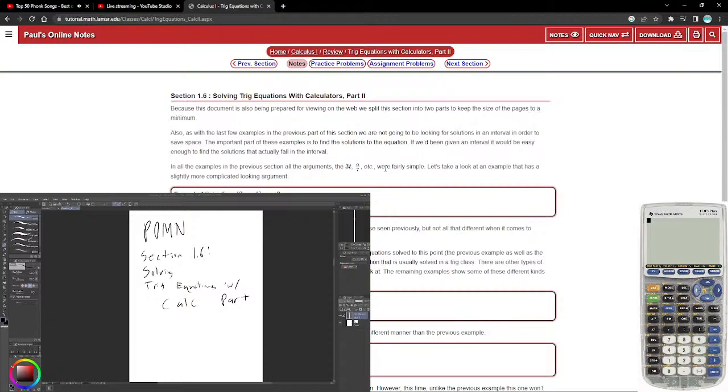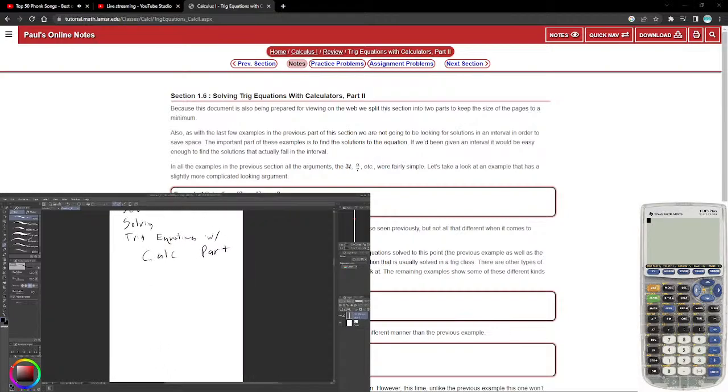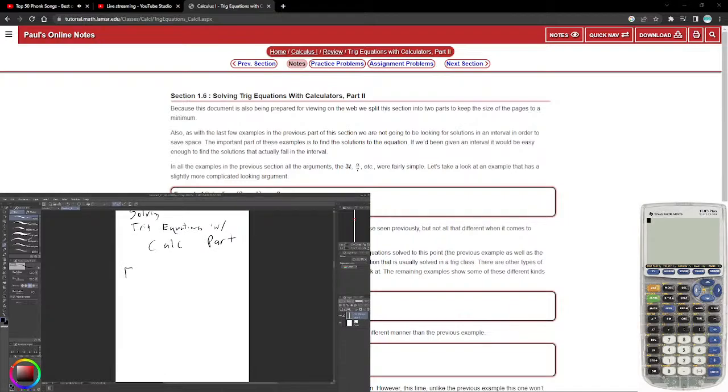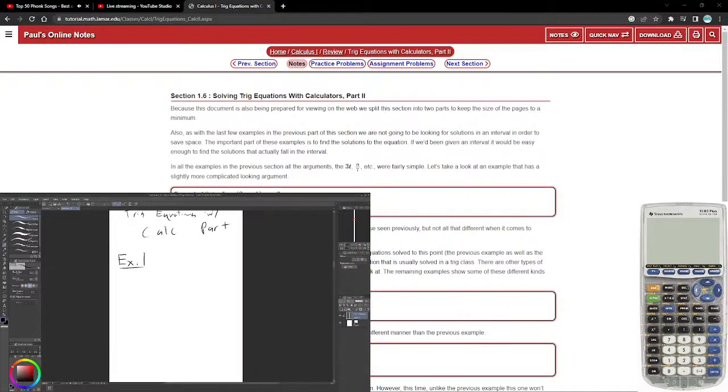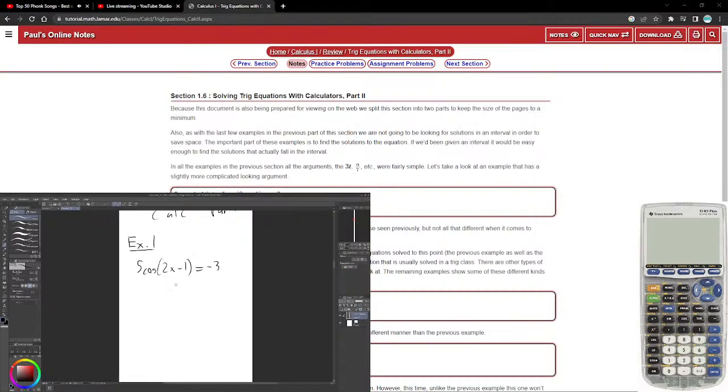And all the examples in the previous section, all the arguments, the 3t, alpha over 7, etc., are fairly simple. Let's take a look at an example that has a slightly more complicated looking argument. So, example 1. 5 cos 2x minus 1 equals -3.